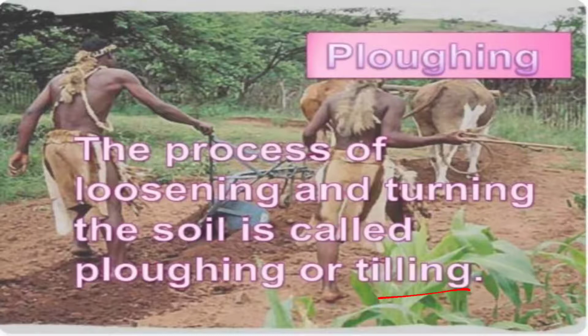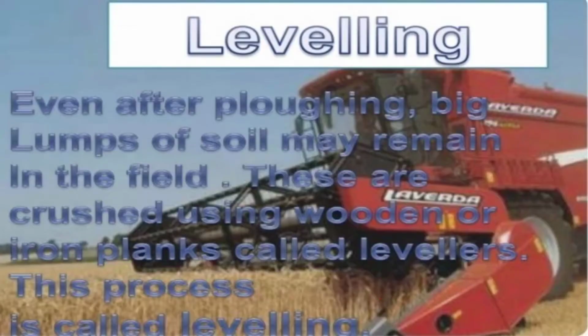So plowing is the process of loosening and turning the soil up. Loosening means we are loosening the soil by plowing, by using a plow or a hoe. That means we are moving the soil freely. We are cultivating the soil and turning the soil up. So the down soil will come up and the up soil will go down and it will be fertile. So plowing is also known as tilling.